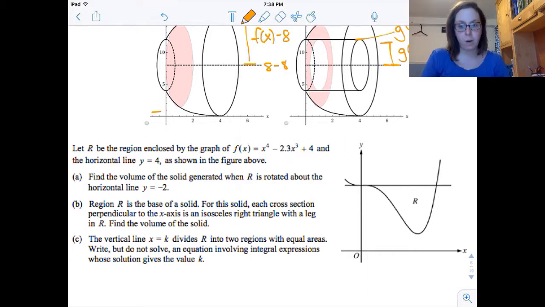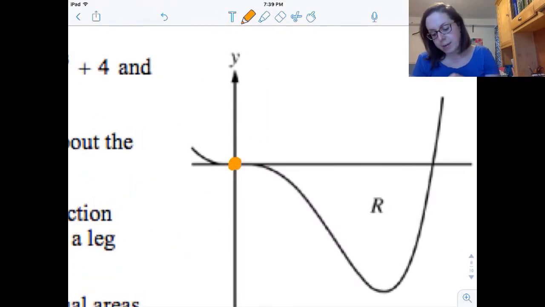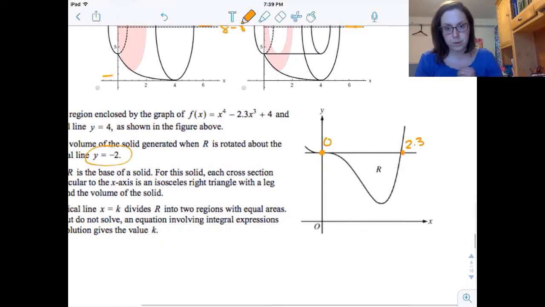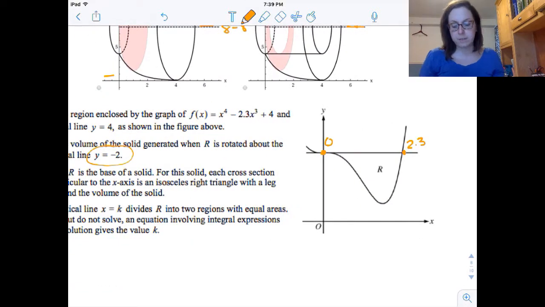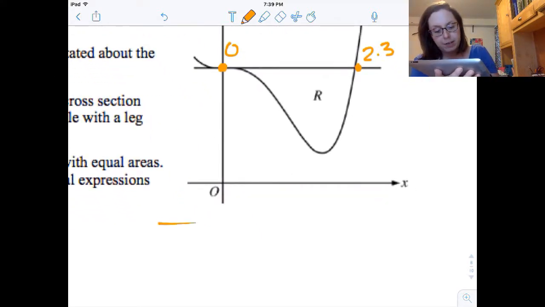So let's start with A. On A, it says to rotate around y equals -2. Now, I'm going to tell you guys this was calculator active. I would find these intersections. This is at 0, and this is at 2.3. So that's what I'm worried about, okay? Put those in, see where they intersect. I want to go around y equals -2, so that's going to be down here.